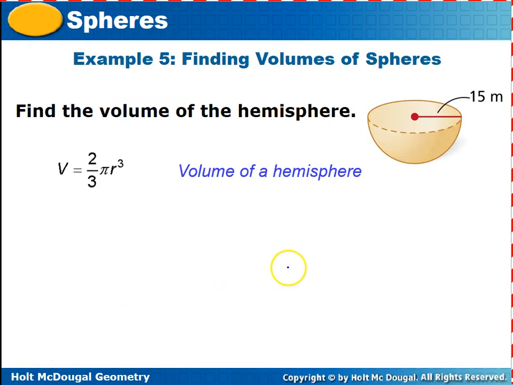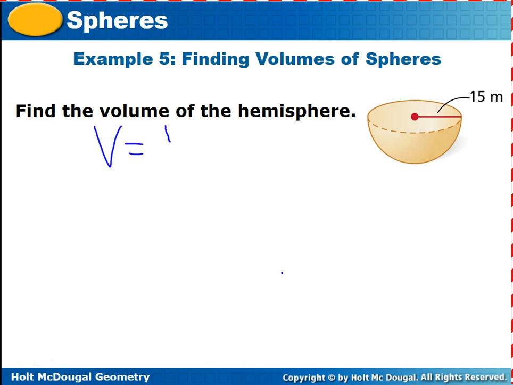All right, this time when we're doing this problem, it's asking us to find the volume of a hemisphere. Now, a hemisphere is half a sphere. So the way I typically do this is I use my formula, 4/3 pi r cubed, but then I divide it by 2, because a hemisphere is half of a sphere. So I'm going to go ahead and do it this way.